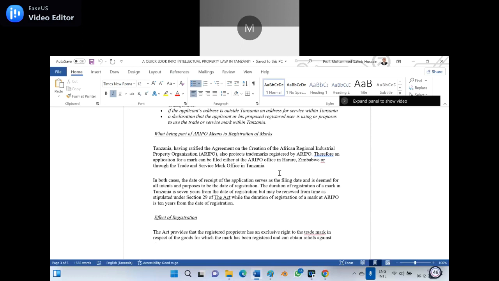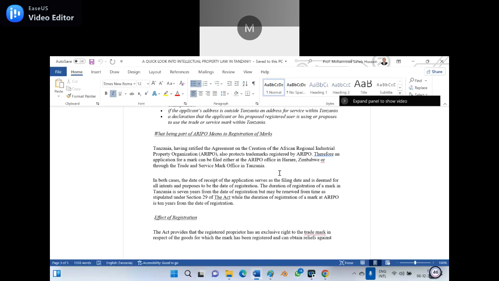It also protects the trademark registered by ARIPO. Even if ARIPO registered such trademarks, yes, they will be protected. Nobody should use the same trademark which was used earlier and made registrable. Therefore, an application for a mark can be filed under this ARIPO office in Harare, Zimbabwe, or through the Trade and Service Marks Office in Tanzania.